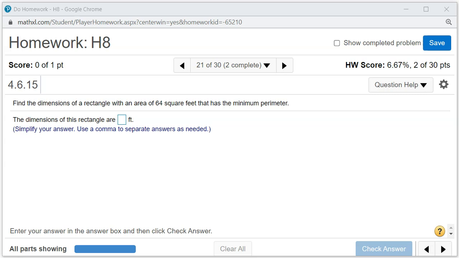All right, let's look at homework 8, problem number 21. We want to find the dimensions of a rectangle with an area of 64 square feet that has the minimum perimeter. Gut feeling tells you that the most efficient shape would be a square if you choose from a rectangle. So it's probably going to be 8 by 8, but let's try to do it mathematically.